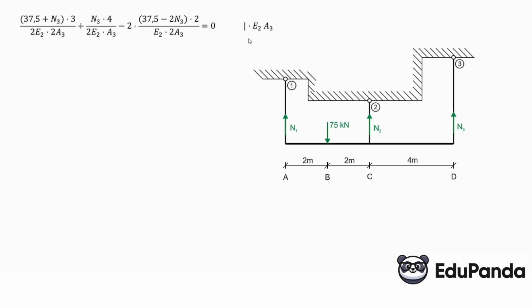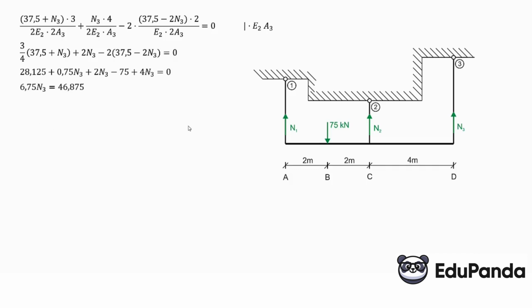So as I said, we multiply by E2, A3, thus eliminating the denominator. Here we have 3 over 2 times 2, 3, 4 in front of the bracket in the numerator. Here we have 4 halves, which is 2. And here we have 2 times 2, 4 over 2, 2 in front of the bracket in the numerator. We multiply out the brackets, both brackets. We arrange it, leaving N3 on the left side and the rest on the right side. And we divide by what is next to the unknown. So we have the result N3 equals 6.94 kN.